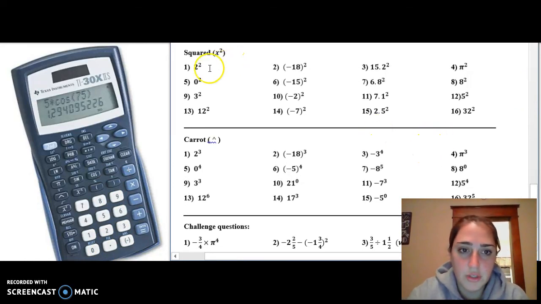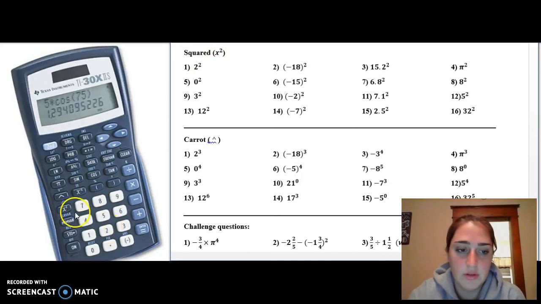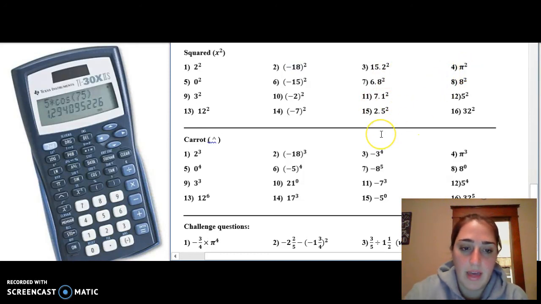So 2 squared, so the squared key is going to be right here. So you're just going to do 2 squared, enter. Done. Okay. This one, the only difference here is that this is a negative 18, so you actually have to type in those parentheses when it's a negative. So you're going to do parentheses, negative 18, parentheses, and then that x squared key. Okay. The other 2 here will be fine. This one is just that pi. Remember that pi symbol and square that.